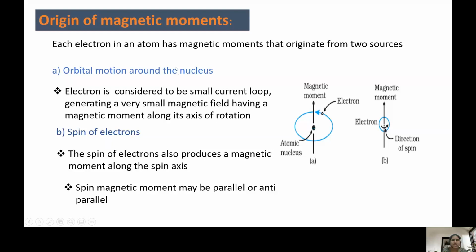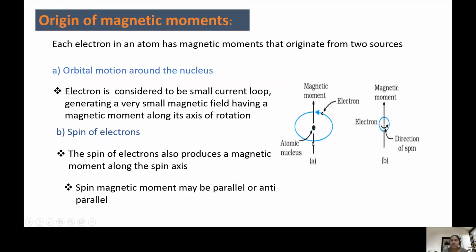That is, the first one is the orbital motion around the nucleus, and the second one is the spin of the electrons. So here the orbital motion can be observed from here. This orbital motion is nothing but the electron moving around the nucleus in a particular axis. So due to that, the magnetism will develop along its axis. The electron is considered to be a small current loop generating a very small magnetic field, having a magnetic moment along its axis of rotation.